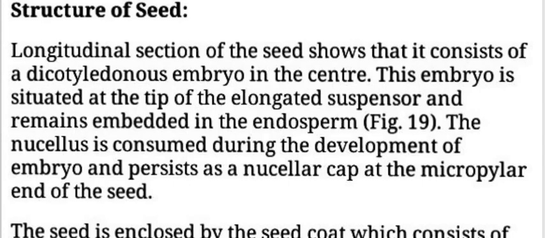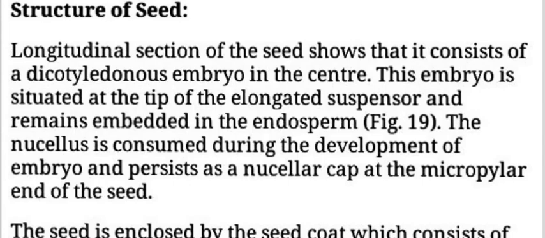Today we are going to discuss the structure and germination of seed in Ephedra. The structure of seed shows in its longitudinal section that it consists of a dicotyledonous embryo in the center, and this embryo, as we have discussed in the development of embryo, is present at the tip of the elongated suspensor, and this embryo remains embedded in the endosperm.